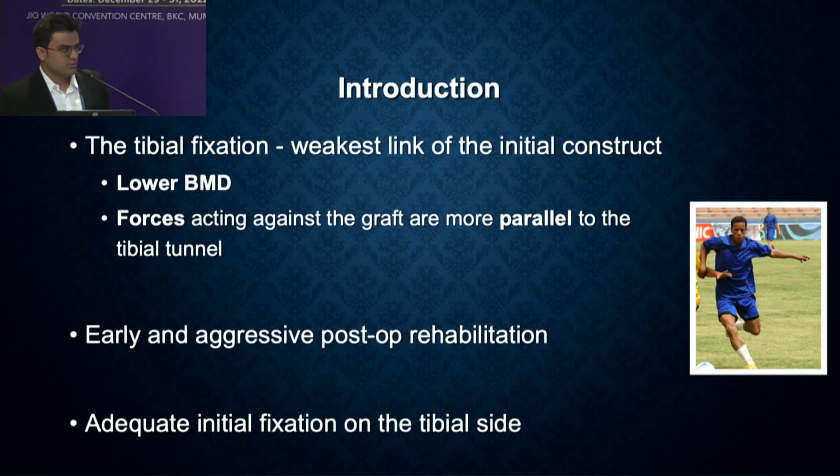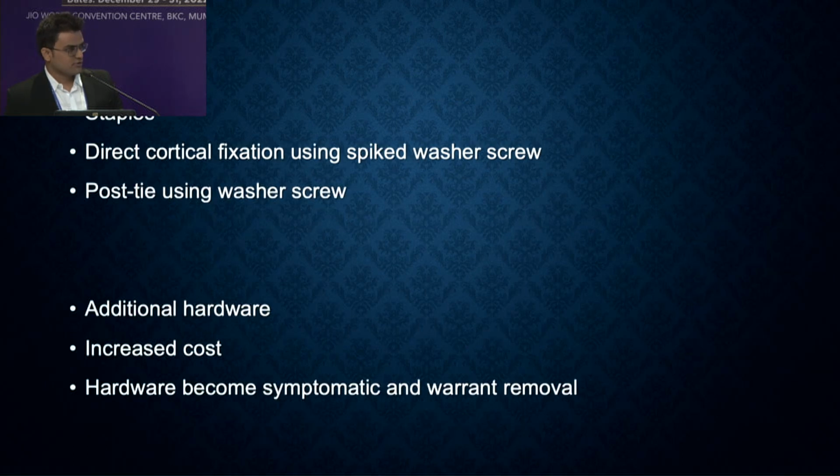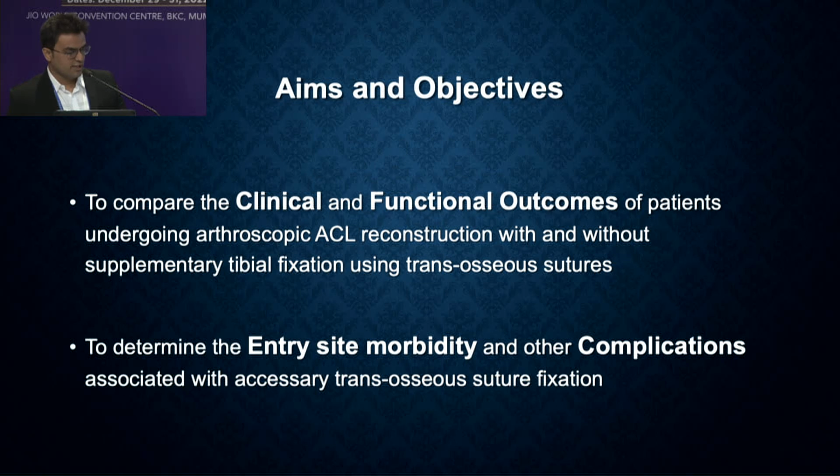As we all know, the tibial fixation is the weakest link of the initial construct, and adequate initial fixation is thus required on the tibial side. There are various methods of supplementary tibial fixation already available, but these methods have their own set of limitations: they involve placement of additional hardware and they come at an increased cost. Thus, we aim to study a hardware-free and cost-effective method of supplementary tibial fixation using trans-osseous sutures.